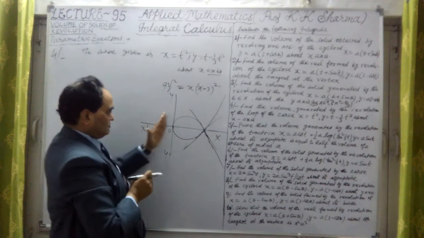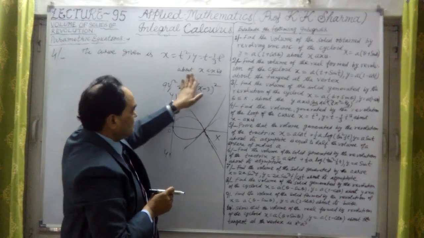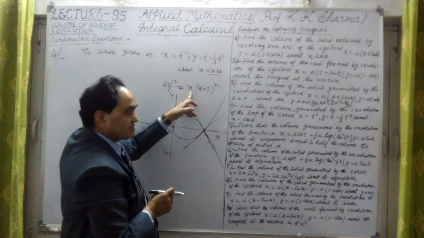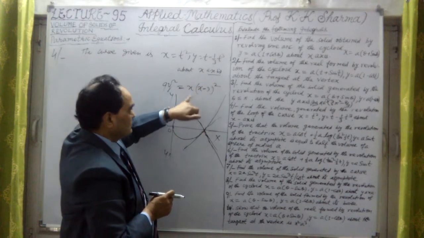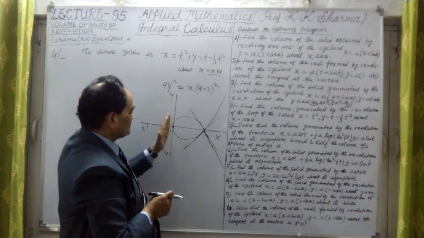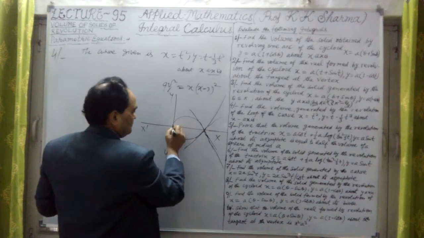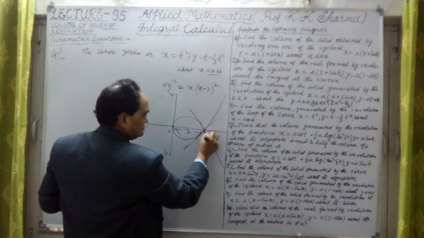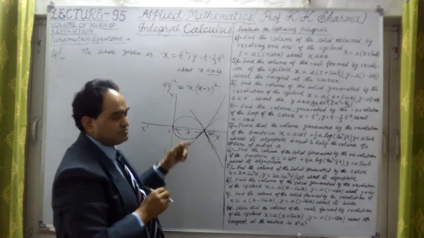Beyond this point, the curve does not exist. If I put a negative value of x, x less than 0, then y square will be negative, since the other factor is positive for whatever x is substituted. So the curve is not existing beyond this point. Here x equal to 3, so this is the 3, 0 point. So the limits for x will now be 0 to 3.